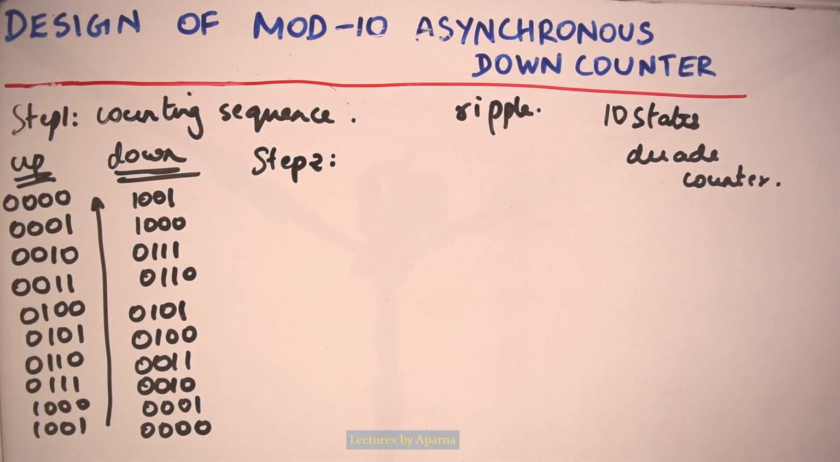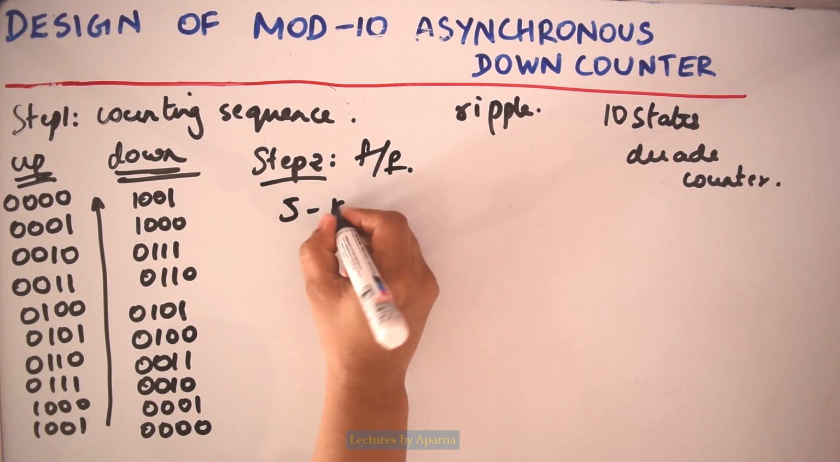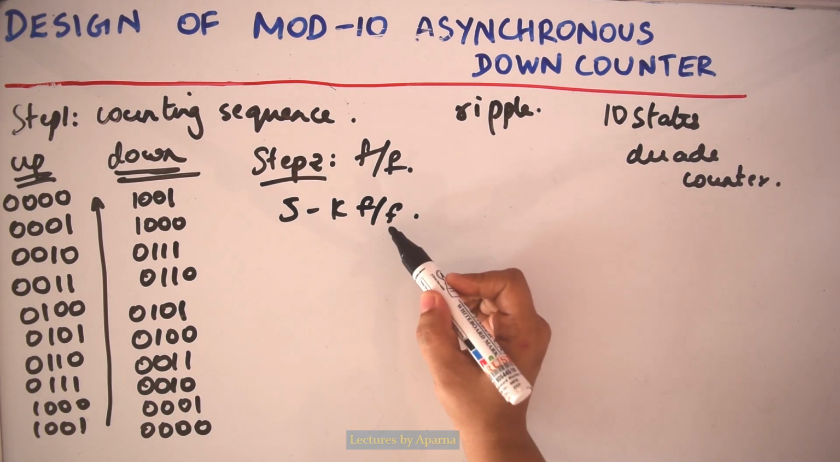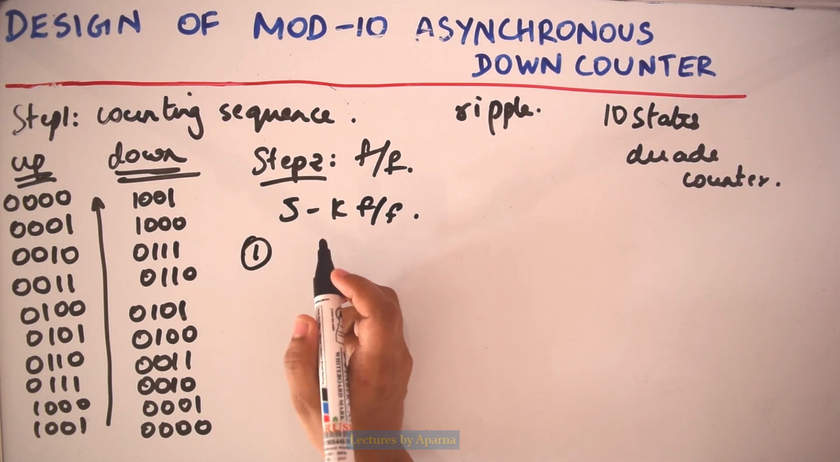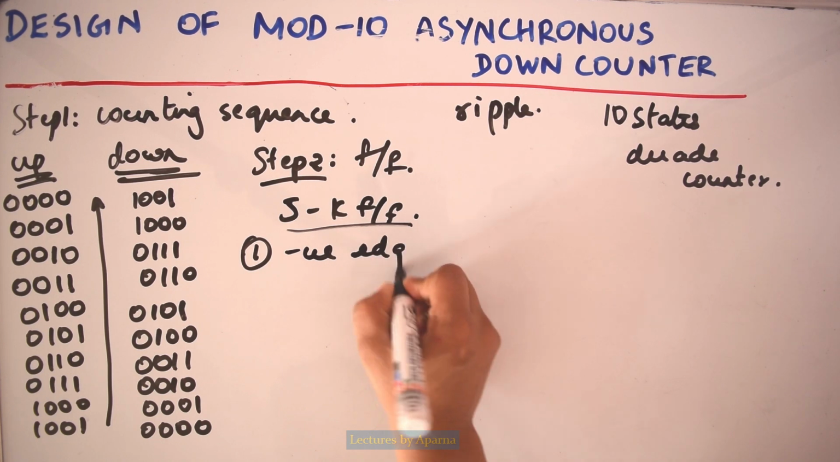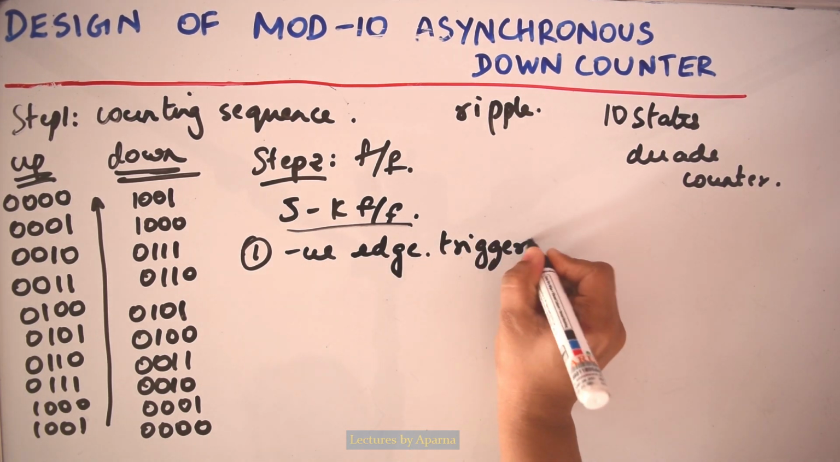Now the step 2 is to choose the flip-flop. So here I am choosing a JK flip-flop. Now we have to choose some characteristics of the JK flip-flop also. So first thing is that I am choosing a JK flip-flop that is negative edge triggered. Negative edge triggered JK flip-flop.